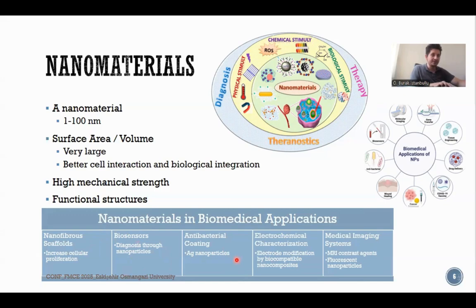On the other hand, silver nanoparticles disrupt bacterial membranes. They are used on implants and wound dressings to reduce infection. Electrode surfaces modified with biocompatible nanocomposites improve sensitivity and selectivity in bioelectronic devices. Furthermore, MRI contrast agents using iron oxide or other nanoparticles, and fluorescent nanoparticles, help in real-time imaging at cellular levels.